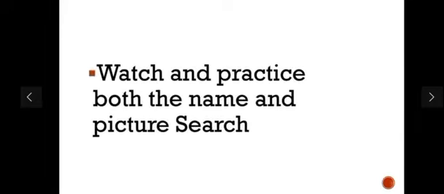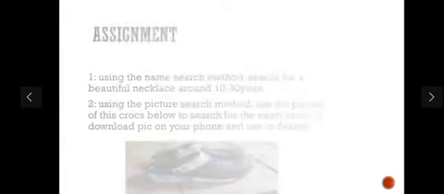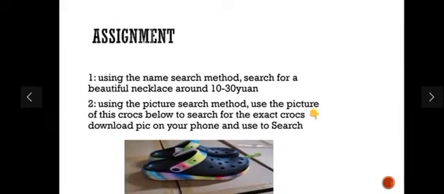So I want you all to watch and practice both the name and the picture search method, so you become familiar with the process. You could use anything to practice, and to make sure that you people pay attention to it, I'm giving out this assignment. Though I'm not there to personally monitor you, I want you to take it seriously and do it.